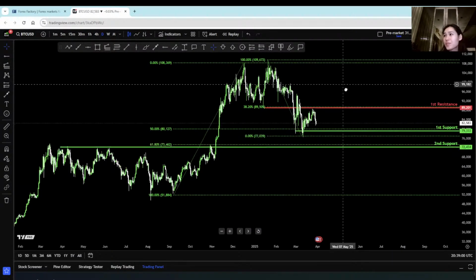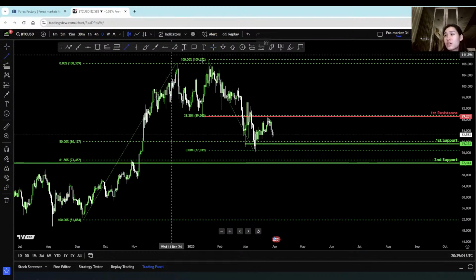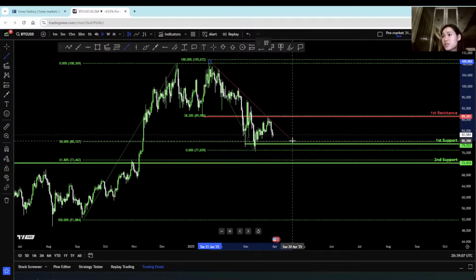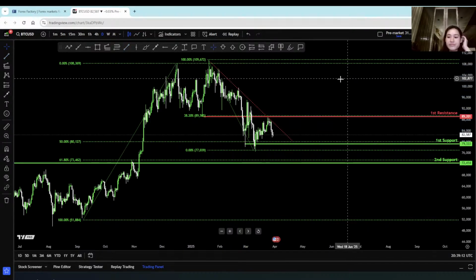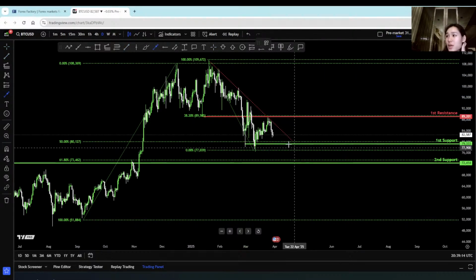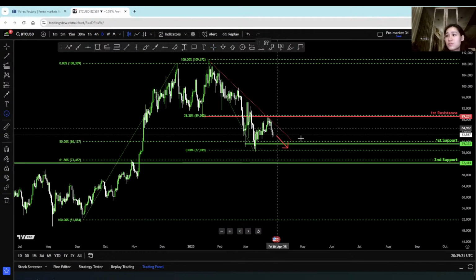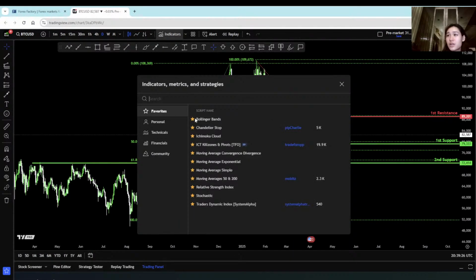So we have a descending trend line here as well. Okay, I'm expecting prices to continue to drop, to continue in this descending trend.